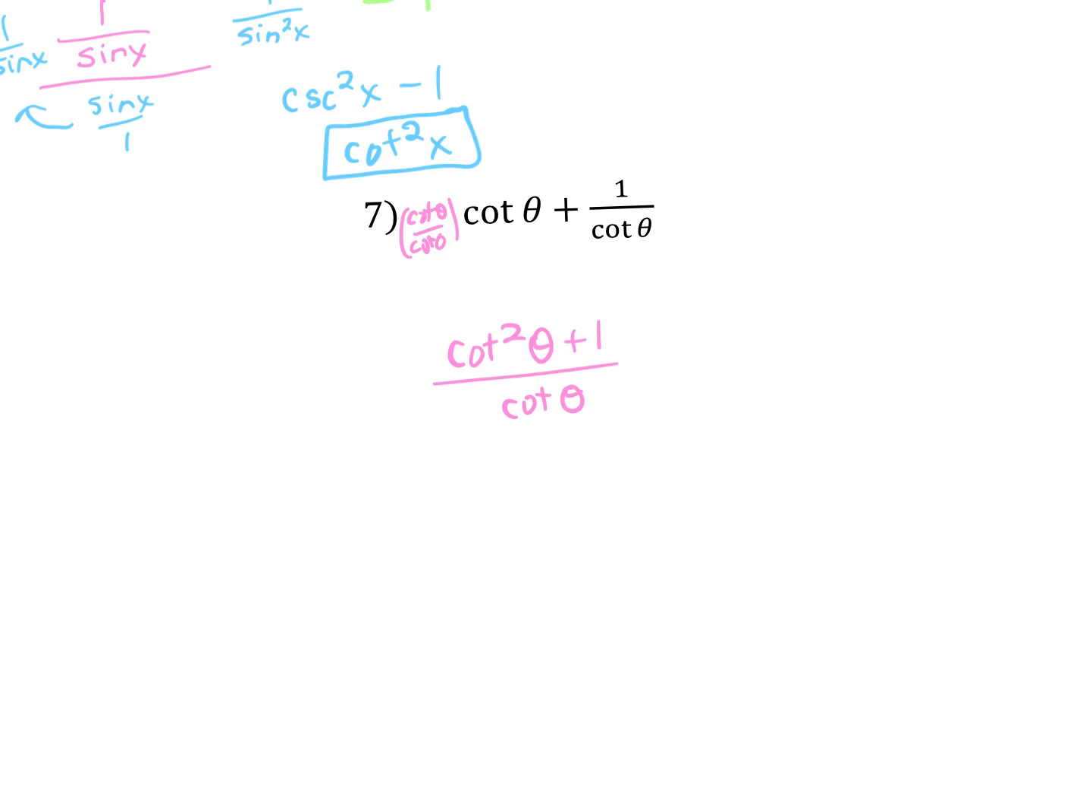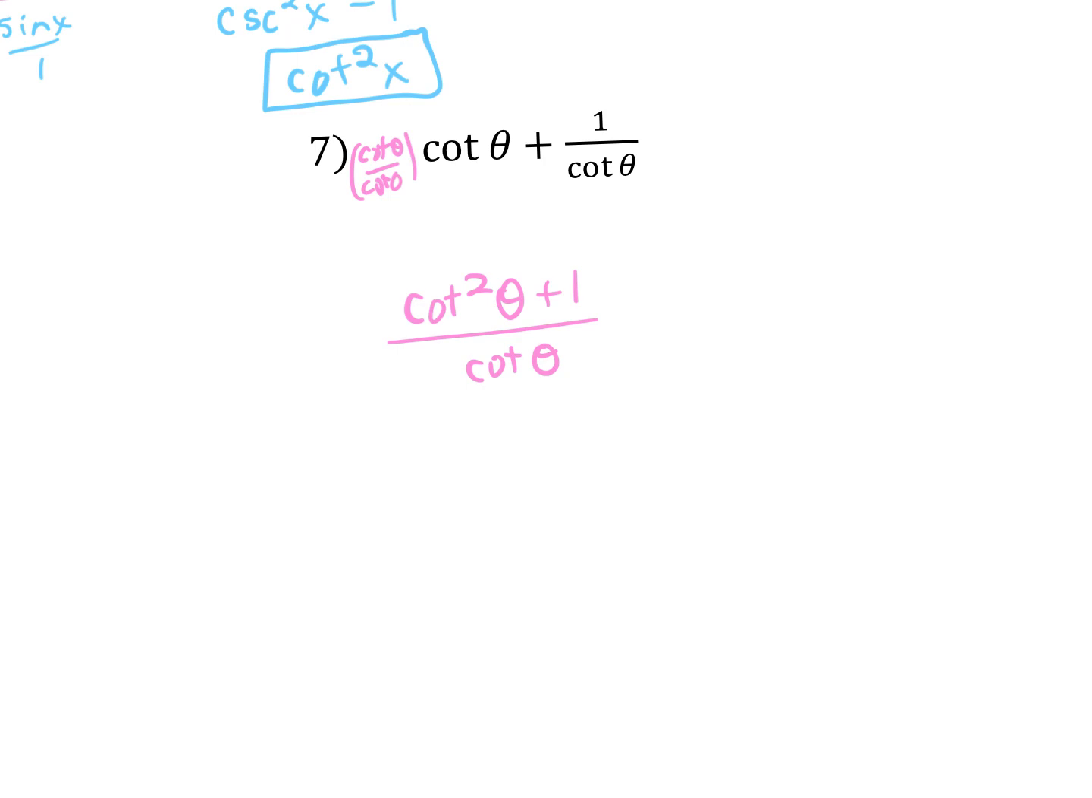Max, what does cotangent squared theta plus 1 equal to? It's cosecant squared theta. Those squareds are really important. So we get cosecant squared theta over cotangent of theta.